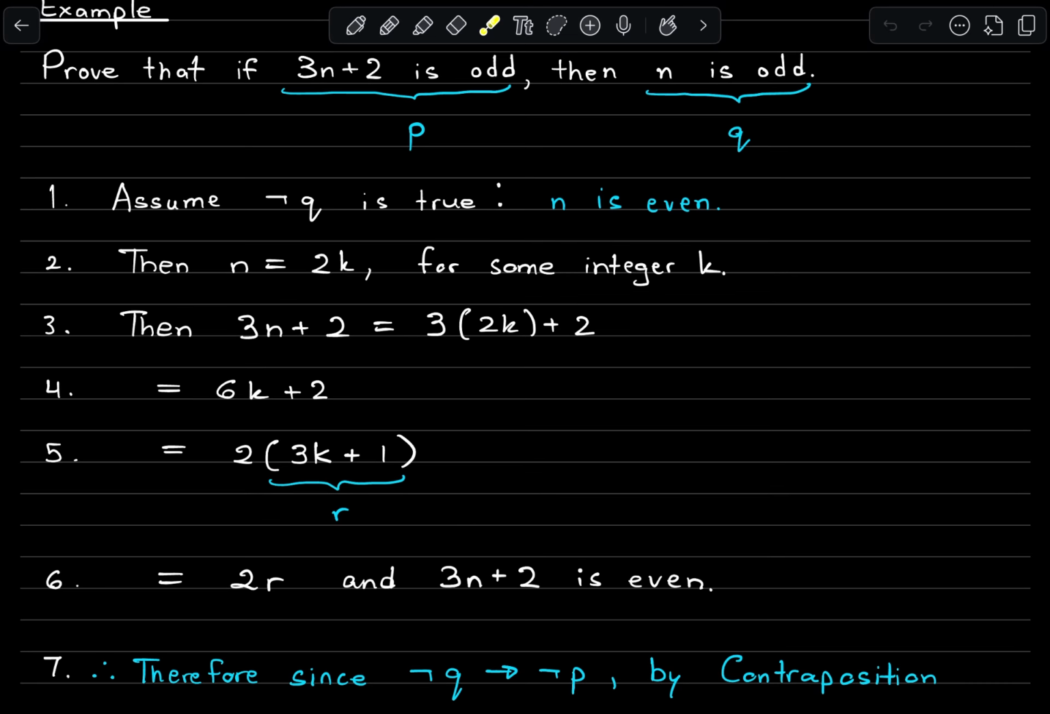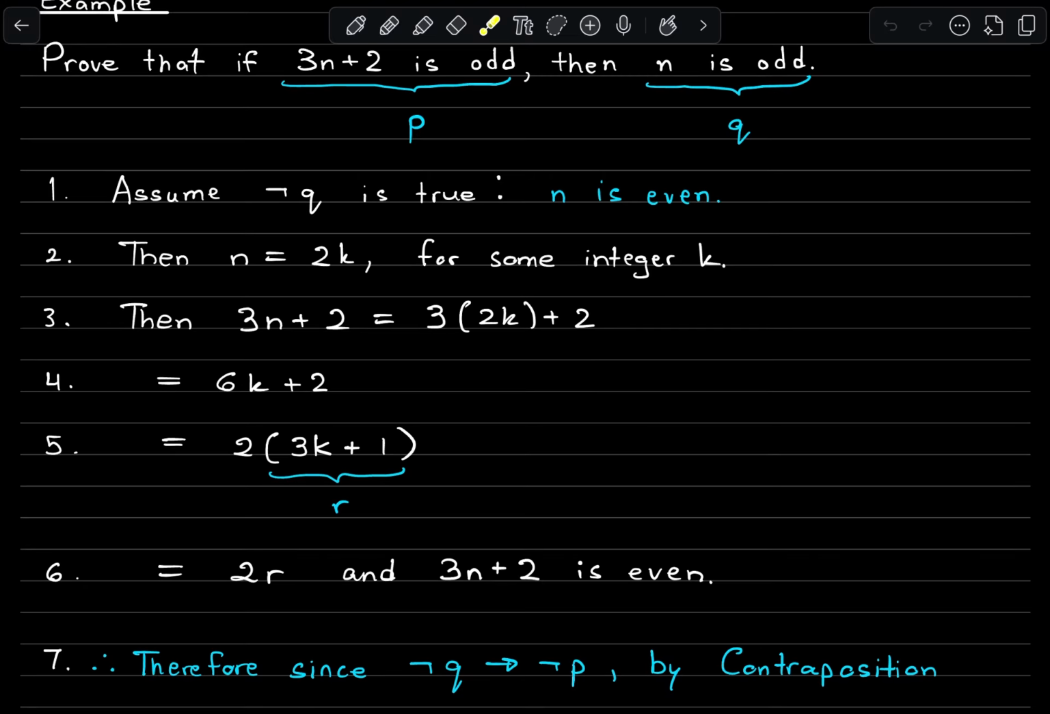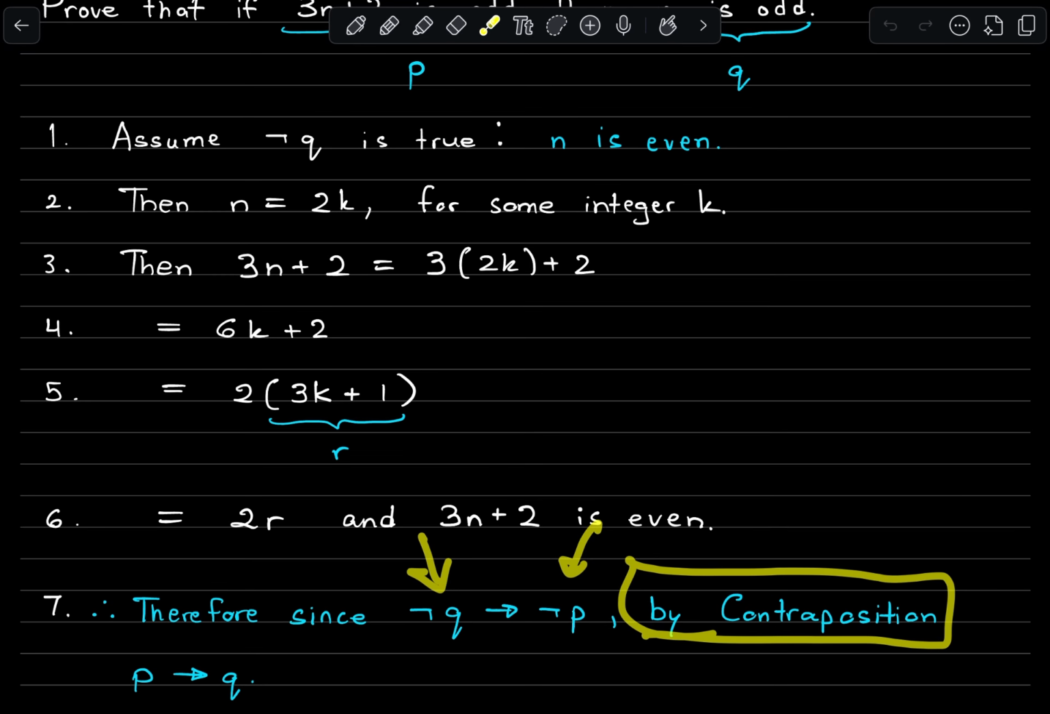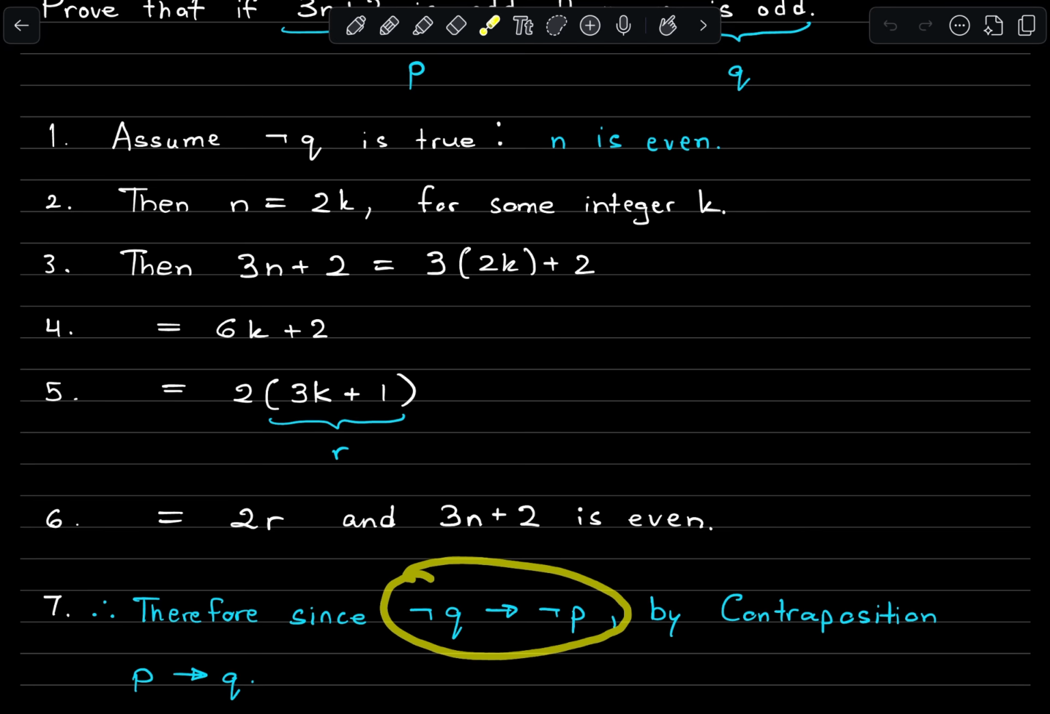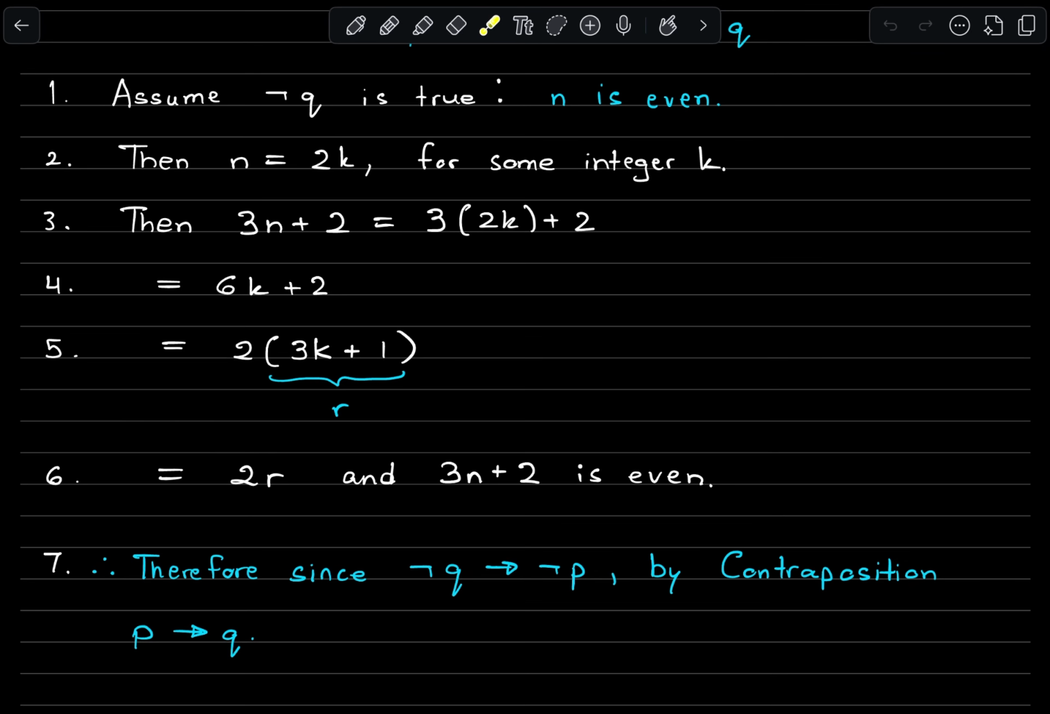Okay. So what we did is that we're starting with if 3n plus 2 is odd, then n is odd, but what we actually showed is that if n is even, then 3n plus 2 is even, and this is if negation q, then negation p. Okay, and this is the contraposition. And therefore, by that equivalence, if this statement is true, we can conclude that this statement is true. Therefore, if negation q implies negation p, p implies q.